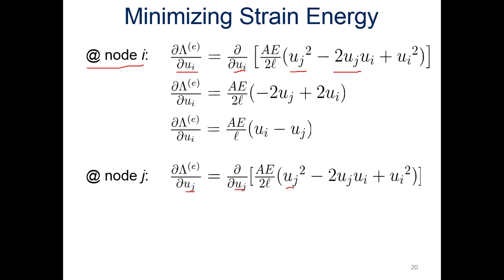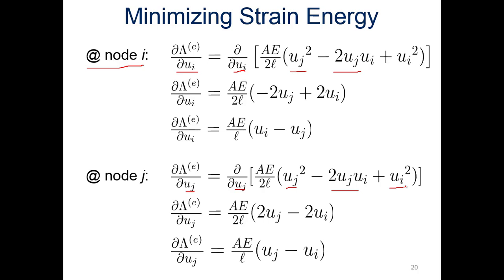So this guy is going to 2uj, there we got 2ui as a result of this differentiation, and that guy's going to go to 0. Right, so there we go. Again, the 2's get canceled out there, and we're left with our reduced form of AE over L times (uj minus ui). All right, so that's our minimized strain energy there.